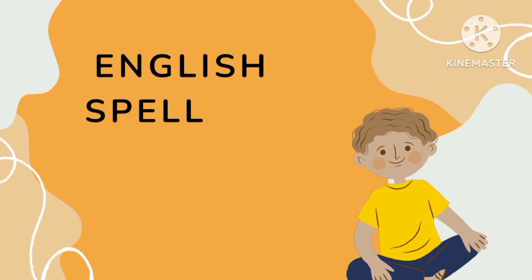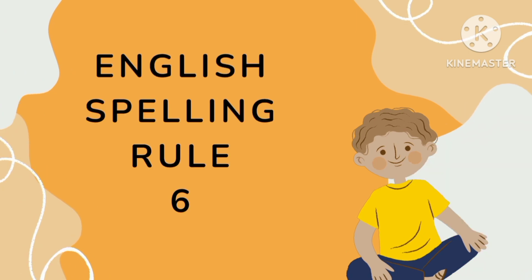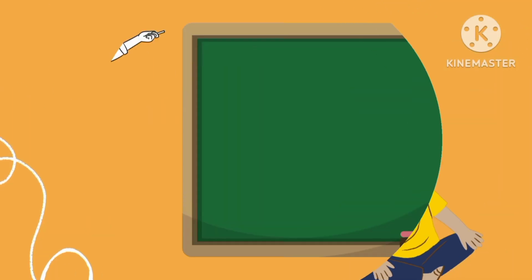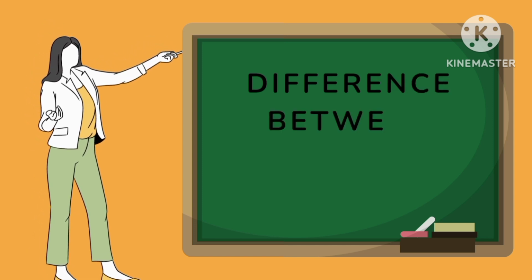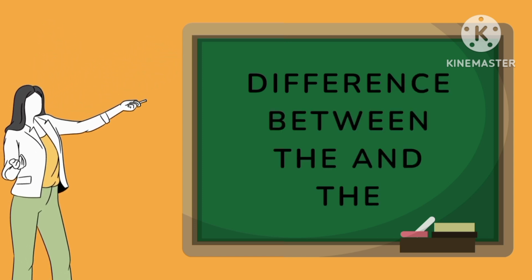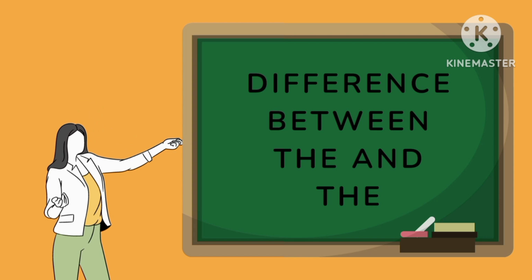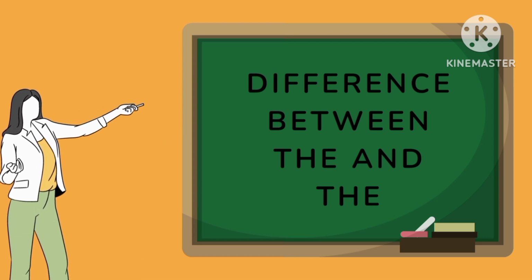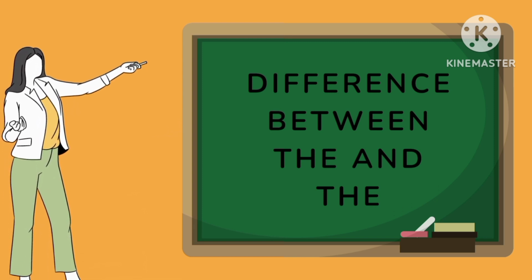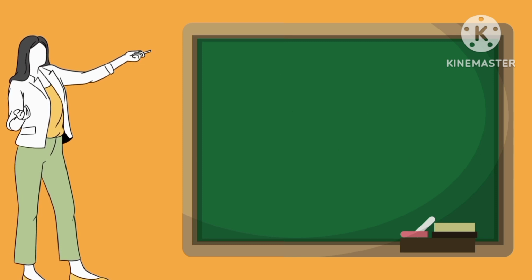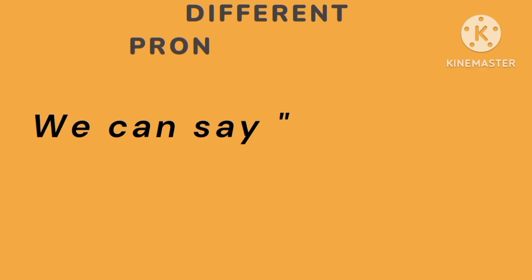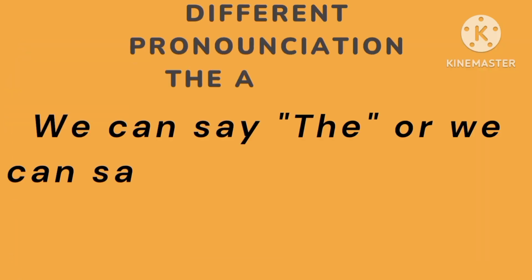Today I will tell you English spelling rule number 6, which is very interesting. Do you know sometimes we use THE as "thee" and sometimes as "thuh"? Its spelling is the same but its pronunciation is different. Today I will tell you the difference between both of them.